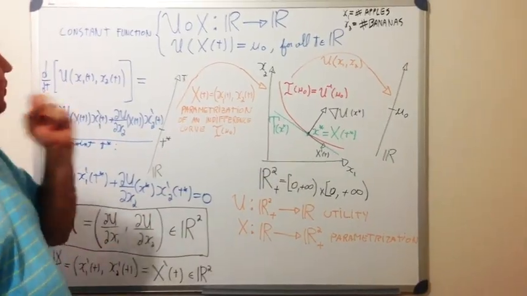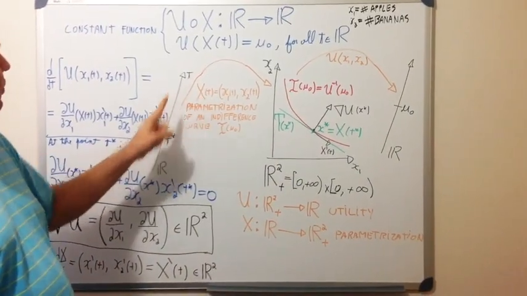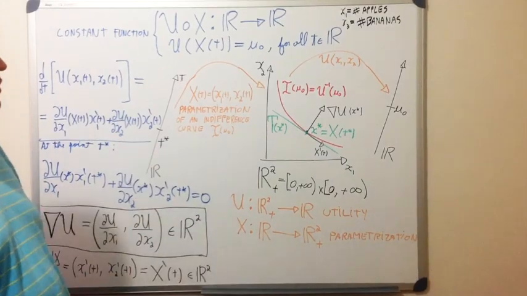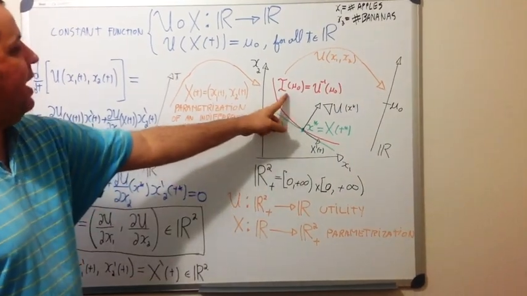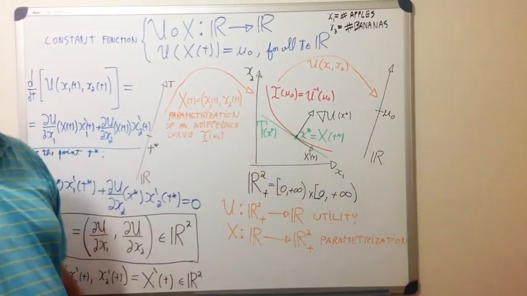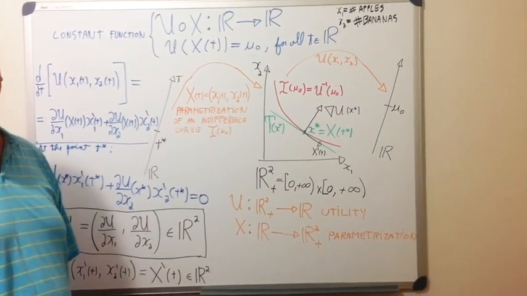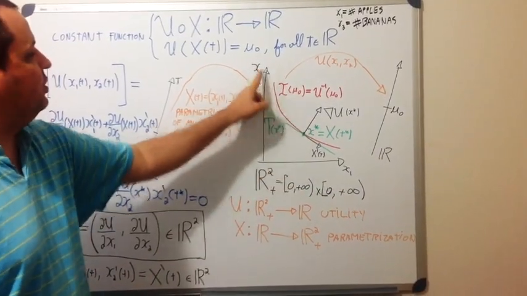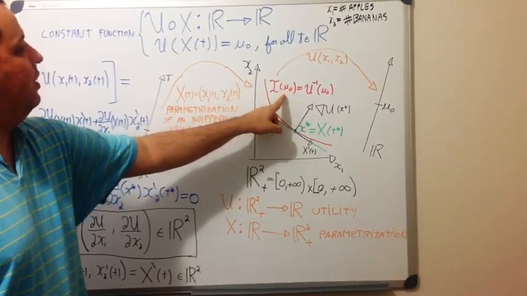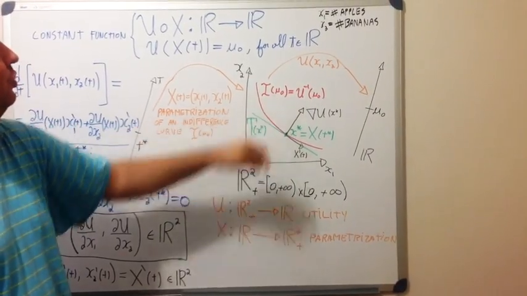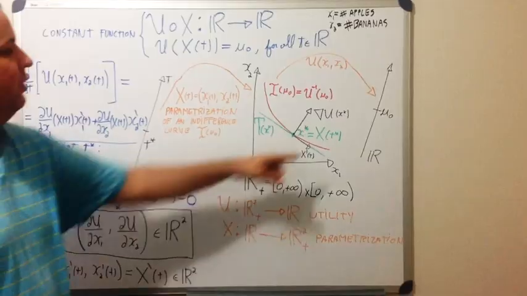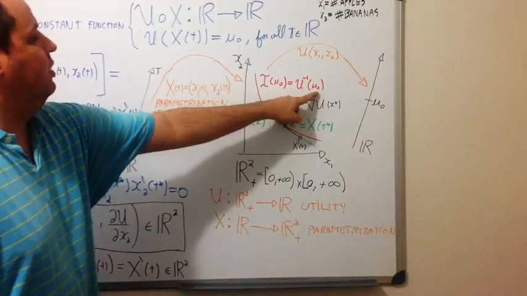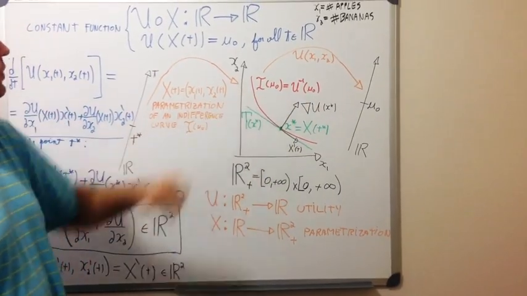Okay? This function here, capital X, from the real numbers to this plane, is the parametrization of the indifference curve. So that's the red curve here, and the red curve is the indifference curve. Okay, very good, class. It's all the points of this plane such that you have utility exactly equal to u0, for some real value u0, some level of utility. It's the inverse image of the utility from the point u0, okay?